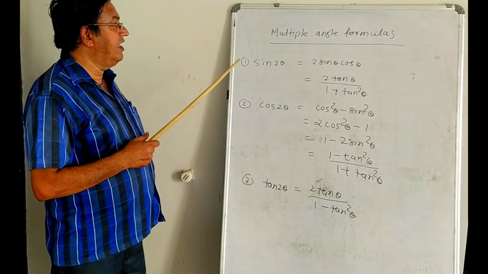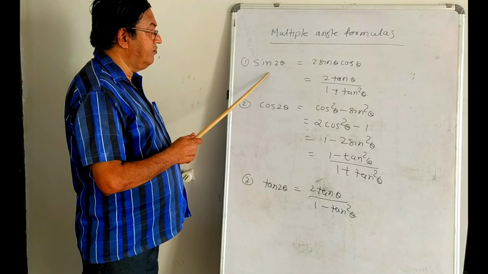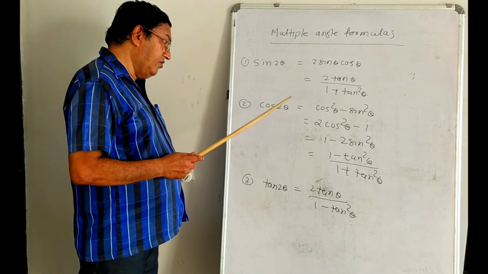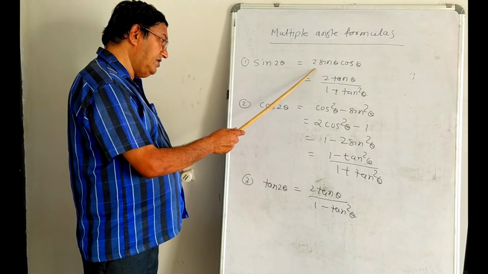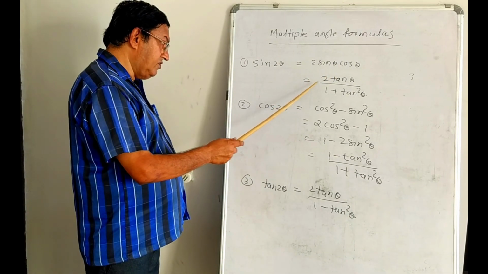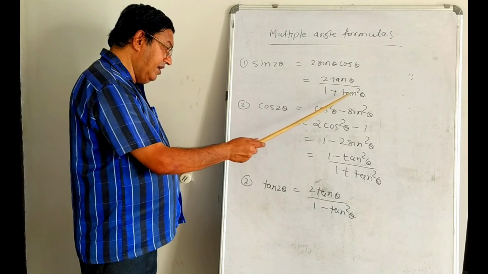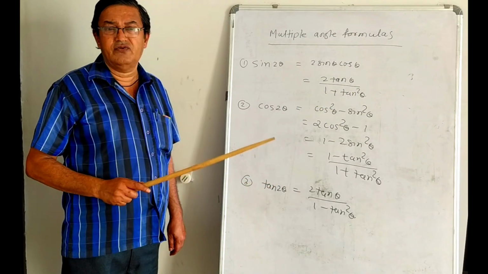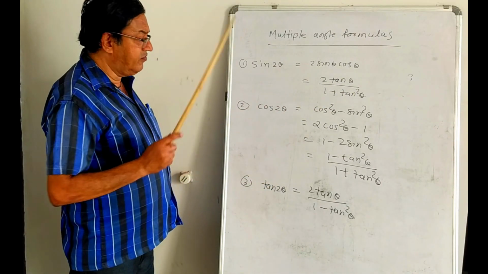So the multiple angle formulas are, first one is sin 2 theta. Sin 2 theta, there are two values. First one is 2 sin theta into cos theta, or it is also equal to 2 tan theta divided by 1 plus tan square theta. So sin 2 theta, there are two forms.